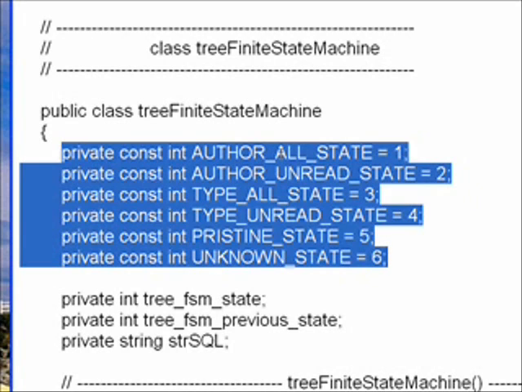And the difference between constants and regular variables is regular variables, as the name implies, can change value. They're variable. But constants, once you assign it a value in the constant statement, it's that value forever, which allows you to have a good symbolic name for, say, the number 1. If we want the number 1 to represent the author all state, the author without the unread selected.